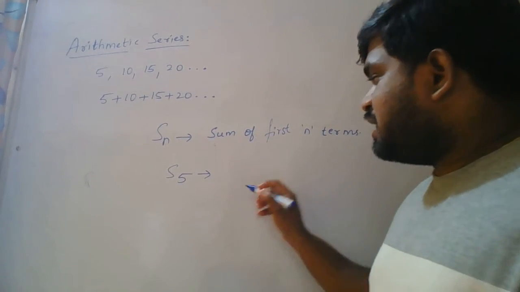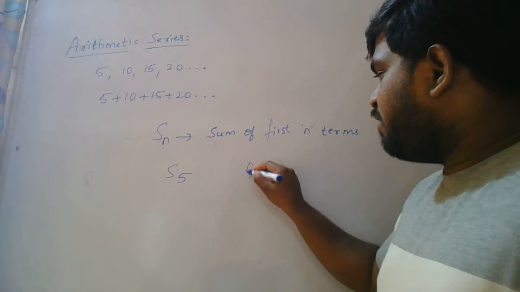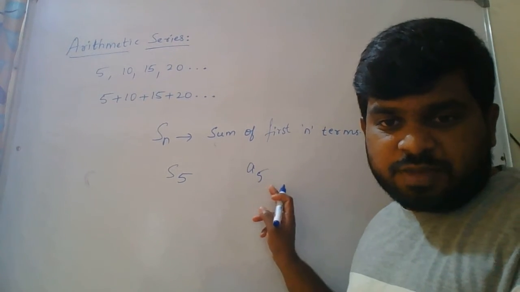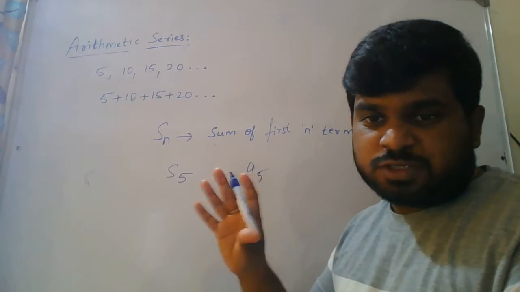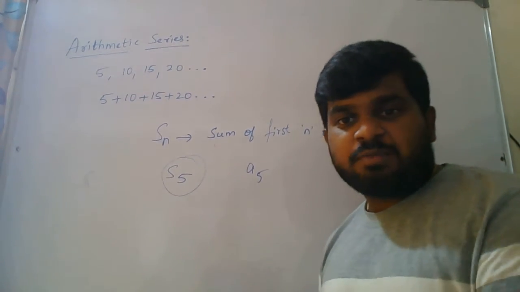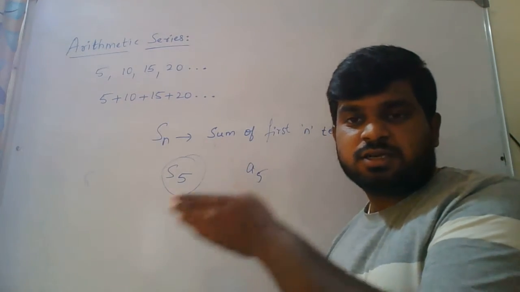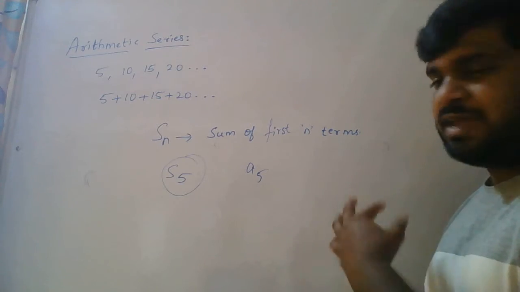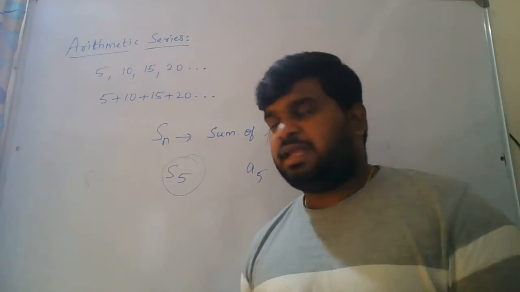Okay. Let's understand the difference between S5 and A5. A5 is the fifth term. Fifth term means a number which is in the fifth position. But when I say S5, it is adding up all the numbers from the first till the fifth one. Okay. That is the difference between S5 and A5. In general, Sn and An.